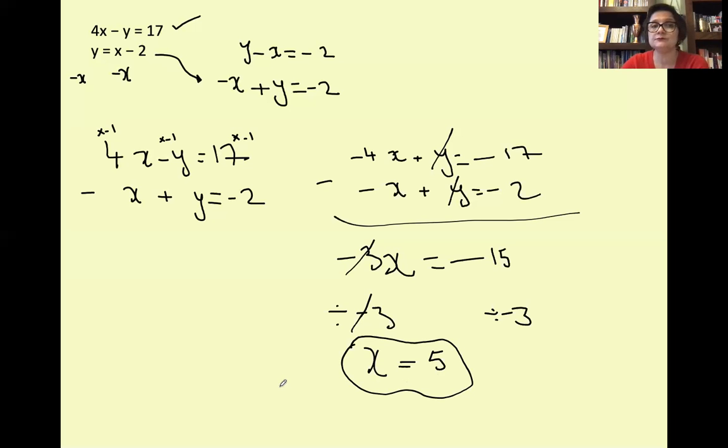And now we will substitute into the second one. I find it easier to substitute. All right, less coefficients for x and y, and the number here is smaller than 17. So why not choose the second one? And let's substitute straight away. So y equals 5 take away 2. Y equals 3. There you go. These are my solutions. X equals 5 and y equals 3.